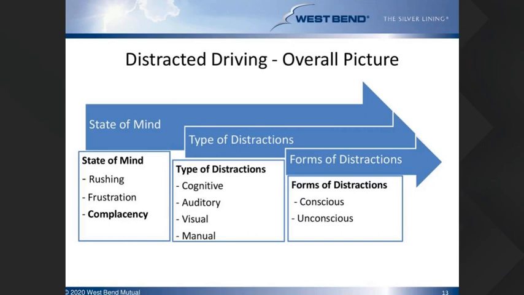But all of those different types of mindsets can lead to our types of distractions, such as cognitive, auditory, visual, manual. And then again, is it a conscious or unconscious form of distraction? So quite a few different components actually go into distracted driving, versus us just saying it's us taking our mind off of the task of driving.